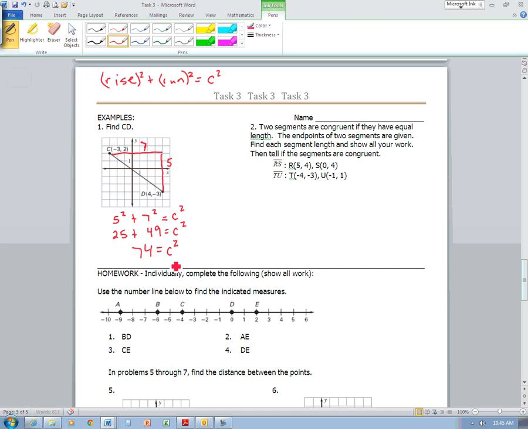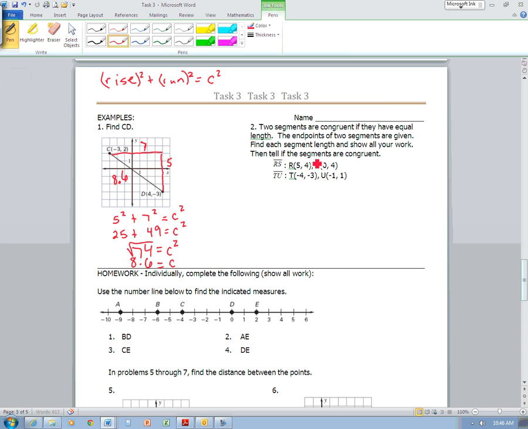But I'm not done. I want to get C alone. So in order to get C alone, you have to take the square root at the very end every time. You're going to take the square root of 74, and you're going to get a decimal, 8.6. And that is fine to get a decimal on these. Okay, so they're saying that the length from C to D is 8.6 units when I round it.